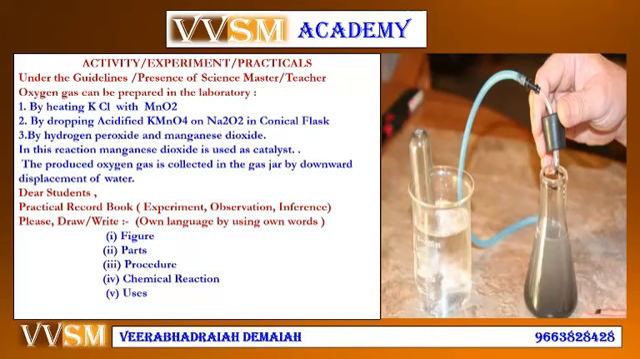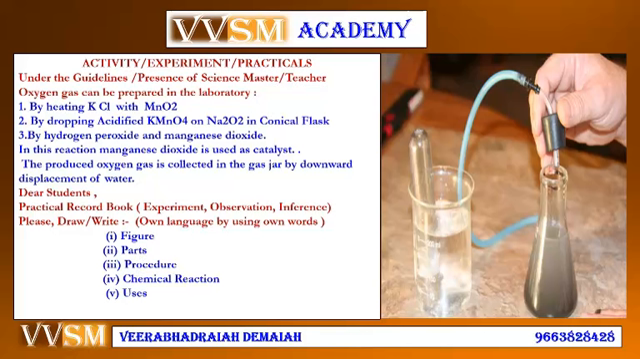And certain activities, experiments and practicals are taken in your schools and colleges under the guidelines and in the presence of a science master or a teacher or subject experts. Oxygen can be prepared in the laboratory by heating potassium chlorate with manganese dioxide, or by dropping acidified potassium permanganate on sodium peroxide in a conical flask, or by hydrogen peroxide and manganese dioxide. In this reaction, manganese dioxide is used as a catalyst, as I told you. The produced oxygen gas is collected by the downward displacement of water.